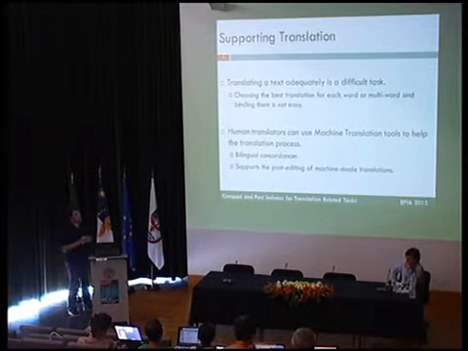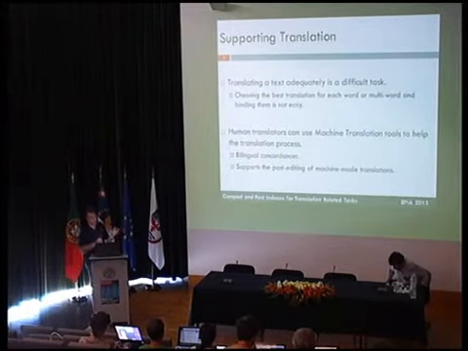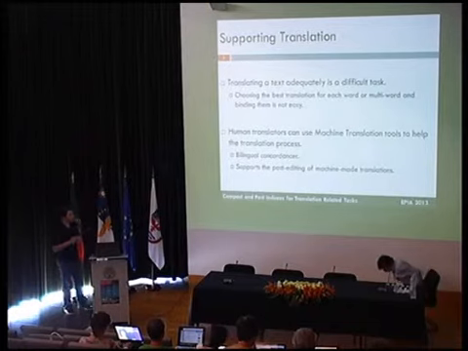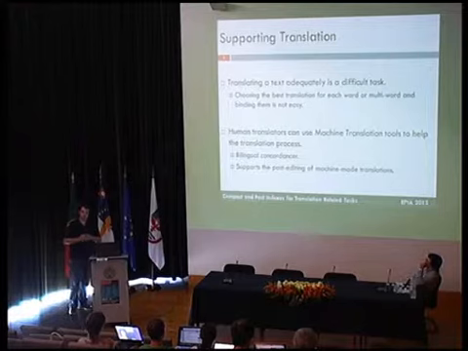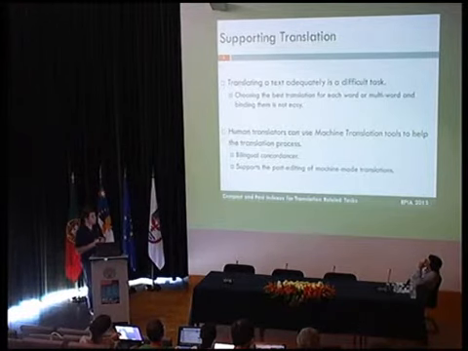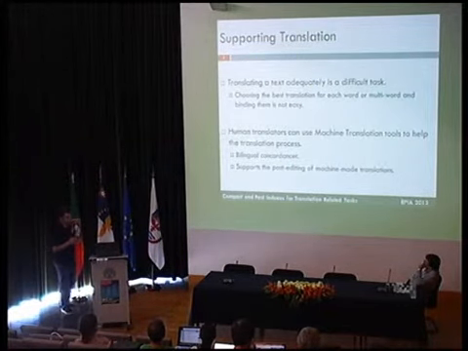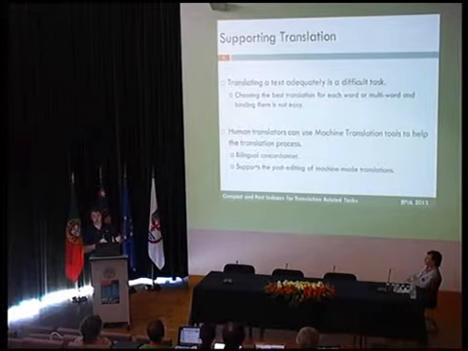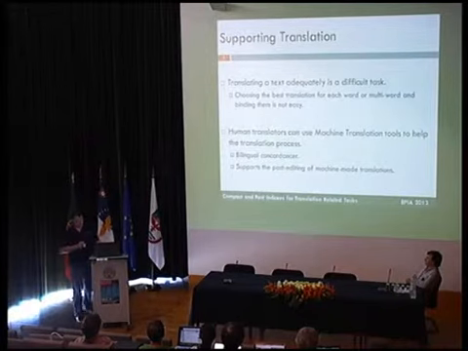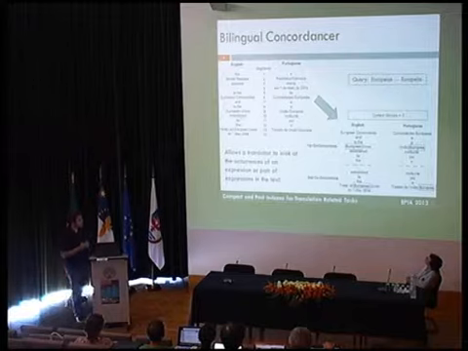One of these machine translation tools is the bilingual concordancer, which is the test case for this paper, which is a tool that supports the post-editing of machine-made translations. That means that the machine makes or can provide some possible translation pairs, and then the translator has the job of choosing the correct ones and the incorrect ones. So how does this tool help in this process?